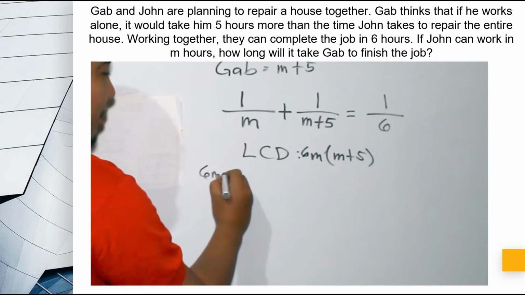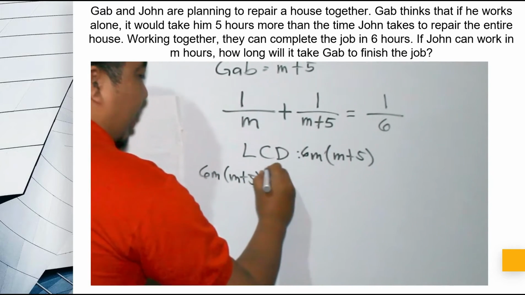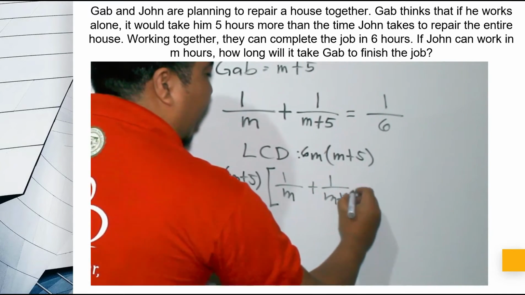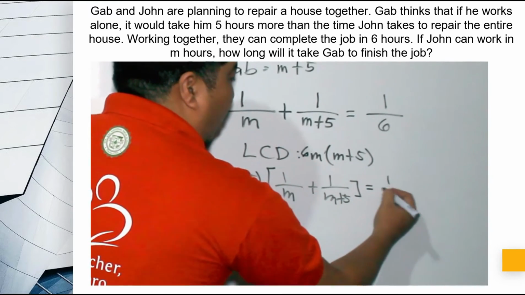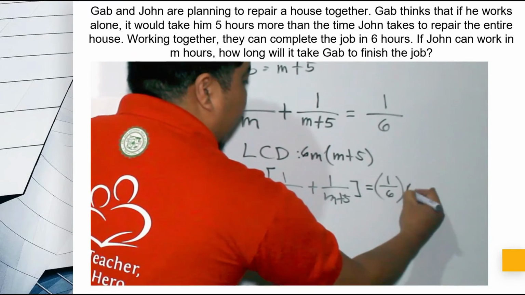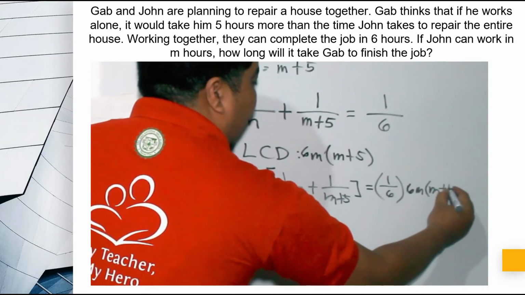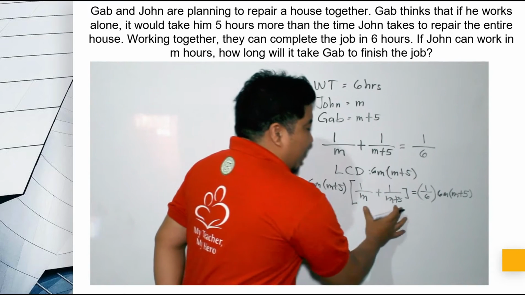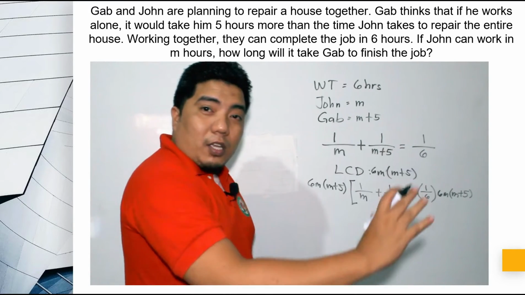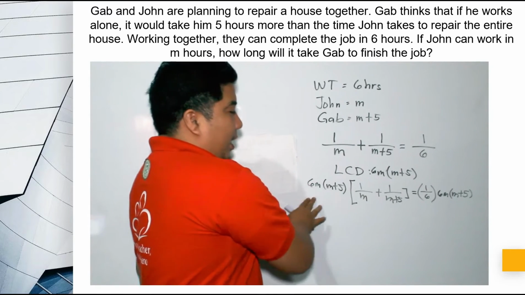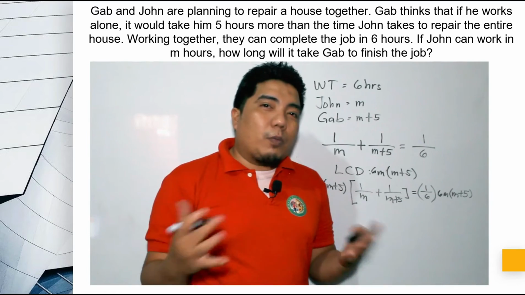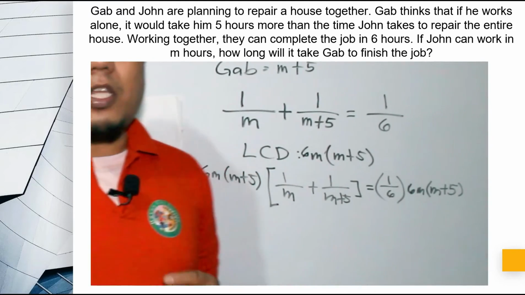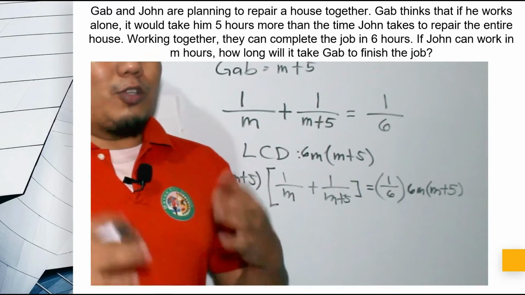So we have 6m, m plus 5 multiplied to 1 over m plus 1 over m plus 5 equals 1 over 6 times 6m, m plus 5. Okay, now, how do we simplify this one? What I did is just I copy the original equation, and then I multiply on the left side the LCD and on the right side the LCD. Now, how do we multiply this? This one will be distributed to the numerators. This one will be distributed to the numerators. But there is a better way to multiply this.